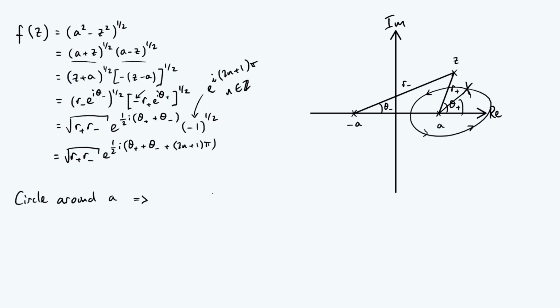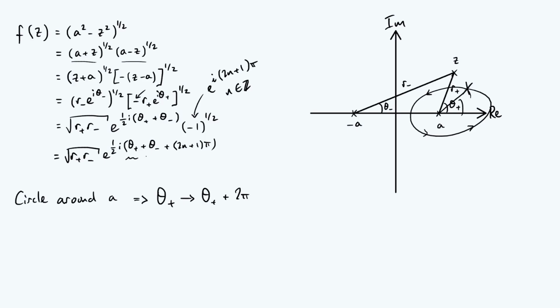So let's write that down. If you circle around A, what happens is theta plus becomes theta plus plus 2 pi. Notice that if you're only circling around A and not minus A, the same cannot be said for theta minus, right? Theta minus just comes back to its starting point because you haven't gone all the way around the point at minus A. The significance of that becomes clear when you substitute theta plus plus 2 pi in place of theta plus in our polar representation of f of z.